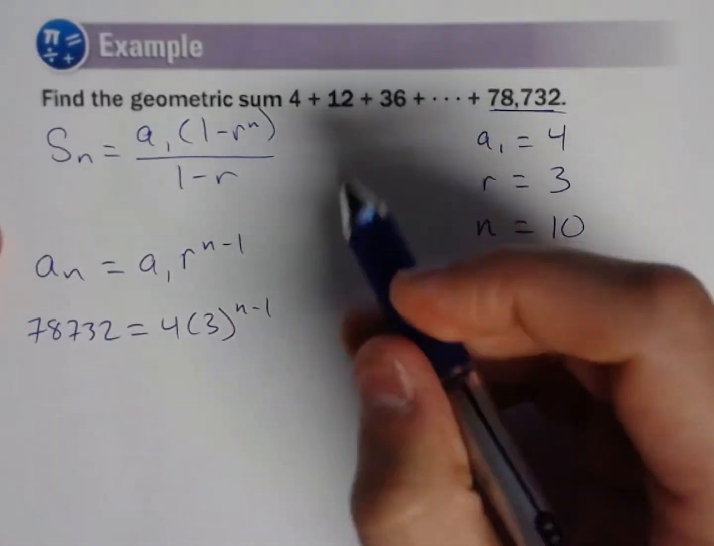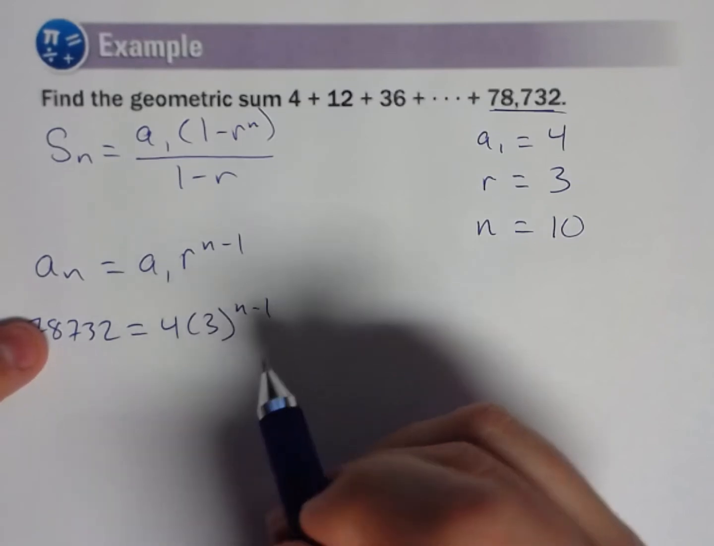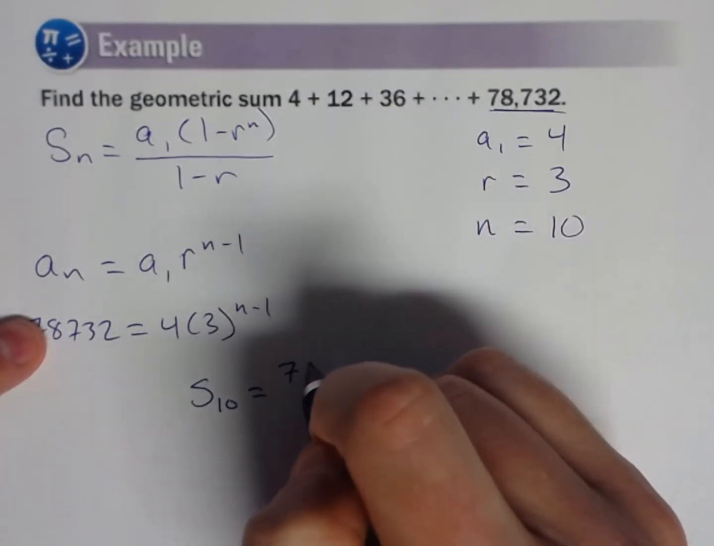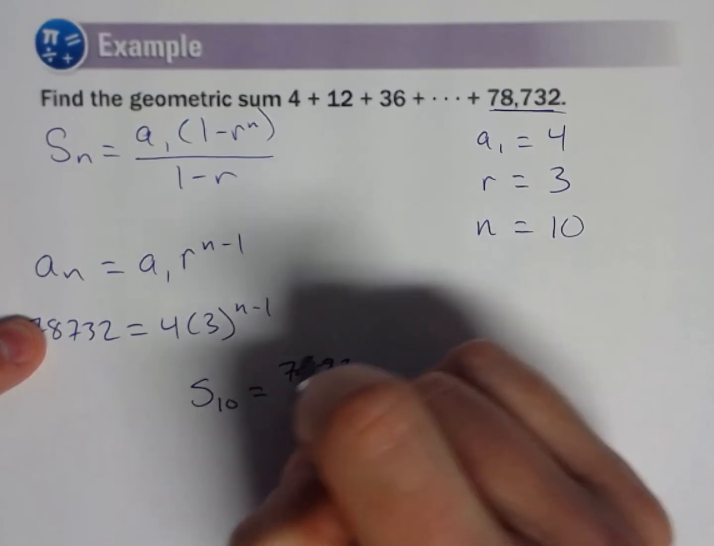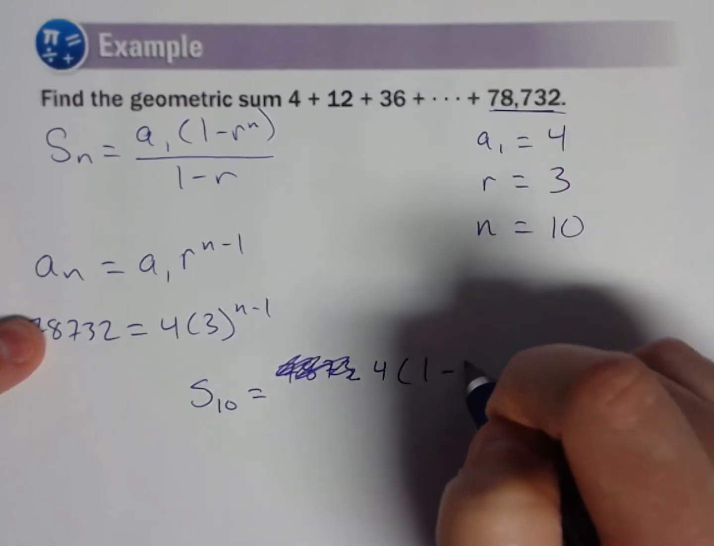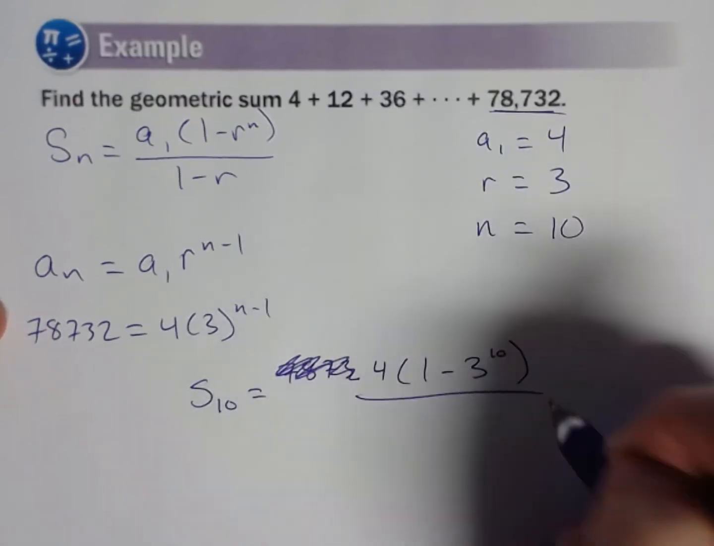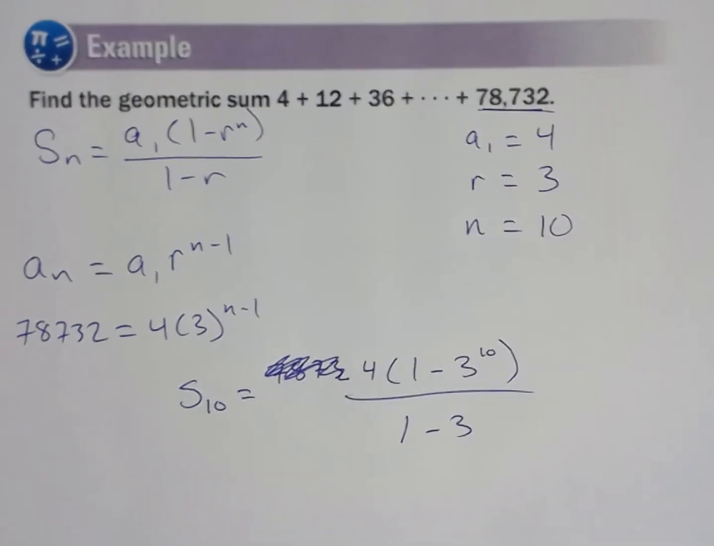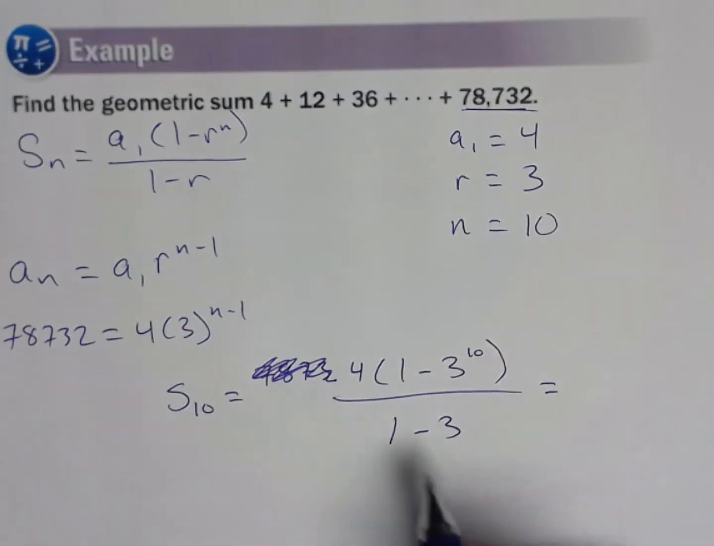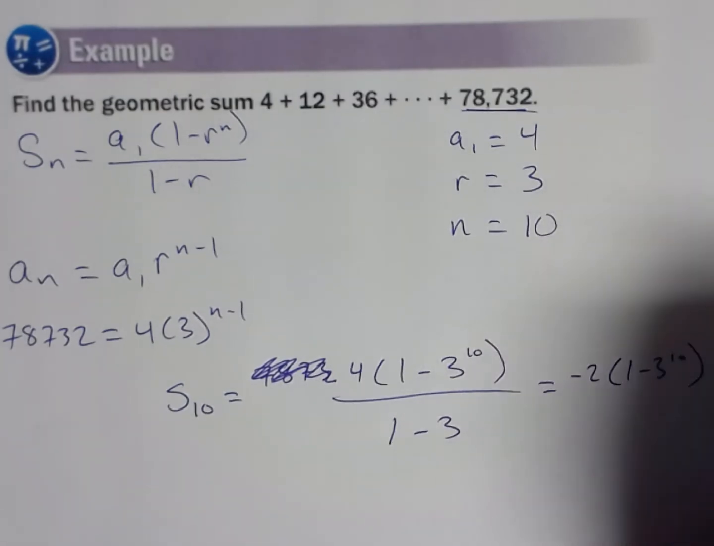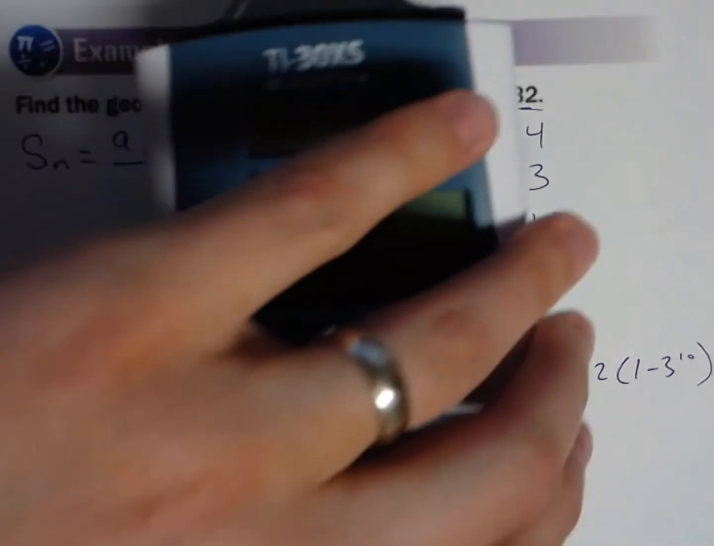Now that we know that, we're good to go. We can use this formula. Let's plug things in. So S sub 10 is, first term, 4 times 1 minus 3 to the 10th, all over 1 minus 3, okay? And again, we could simplify that just a little bit. So 4 over negative 2, that'd be the same as negative 2 times 1 minus 3 to the 10th. And now, let's go plug in the calculator.